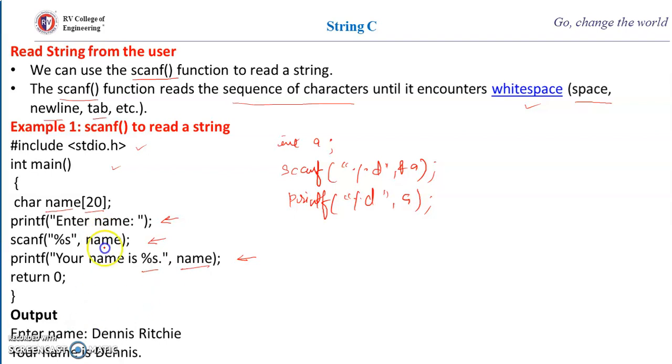So now when we execute this program, this message will be printed, enter name, and then the scanf function is there. So the user will give some input. Suppose the user has given the input Dennis Ritchie, with a space in between. So what will be the output? Whatever name the user is entering, the same name we are going to print using the printf statement. So here only Dennis will be printed on the screen. Why? Because scanf reads the sequence of characters until it encounters white space. After Dennis there is a space, so only Dennis will be stored. Ritchie will not be printed on the screen.